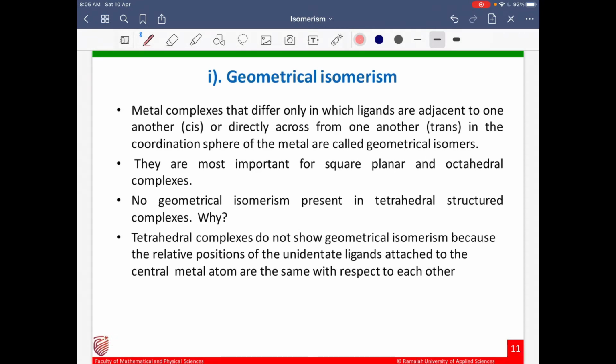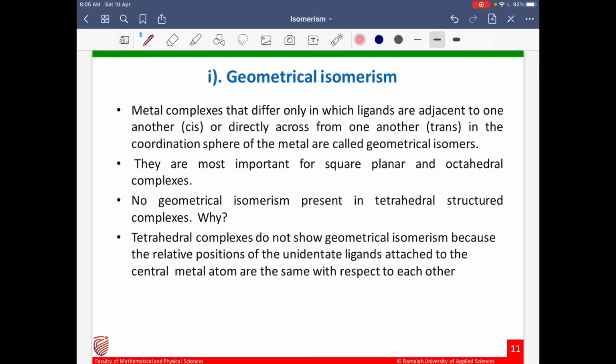Geometrical isomerism. Metal complexes that differ only in which ligands are adjacent to one another, that is cis, or directly across from one another, that is trans, in the coordination sphere of the metal are called geometrical isomers. So one more time I will give the definition. Metal complexes that differ only in which ligands are adjacent to one another, cis isomer, or directly across from one another, trans isomers, in the coordination sphere of the metal are called geometrical isomers.